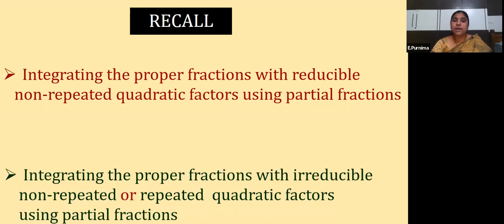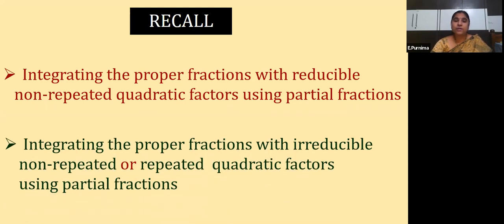Next, integrating the proper fractions with irreducible, non-repeated or repeated quadratic factors. So when irreducible quadratic factors are there, that is when b square minus 4ac is less than 0, in such a case we call that quadratic factor irreducible. If there are repeated or non-repeated, how can you proceed with the integration method using partial fractions? Clear? So these are the things you learned in the last session.